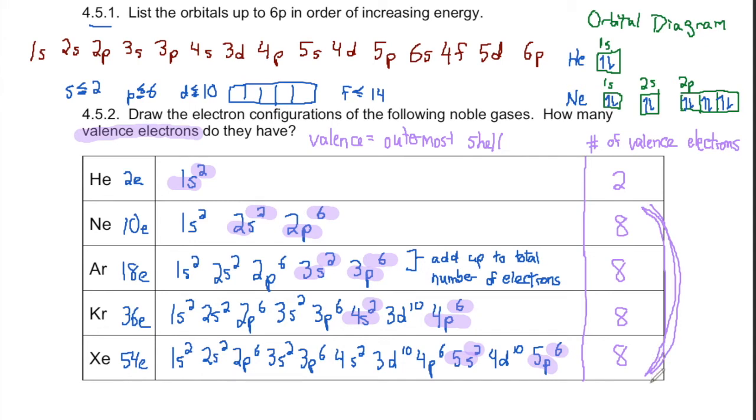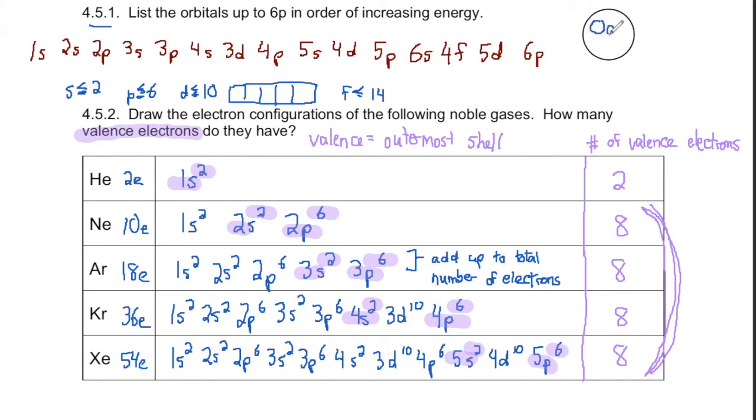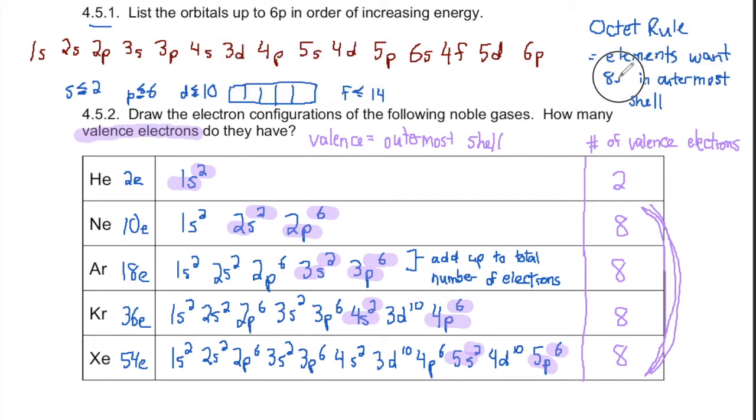Some of them form ions to do that, some of them form bonds to do that. A lot of the chemistry we see are things that elements do to try to get 8 electrons in their outermost shell. And this is called the octet rule. So a lot of elements are trying to get 8 electrons in their outermost shell, and the chemistry that they do is them trying to get that.